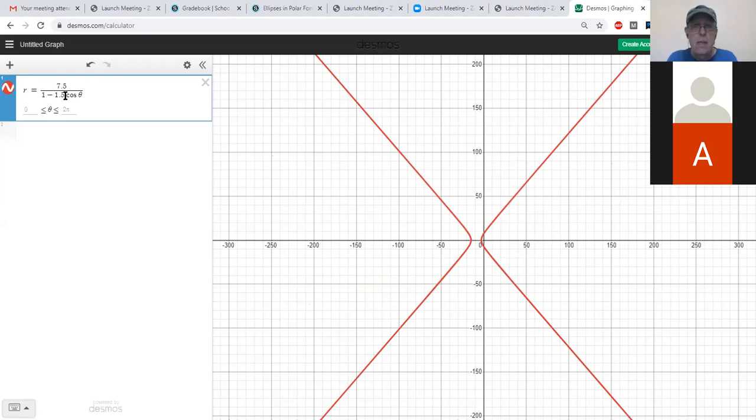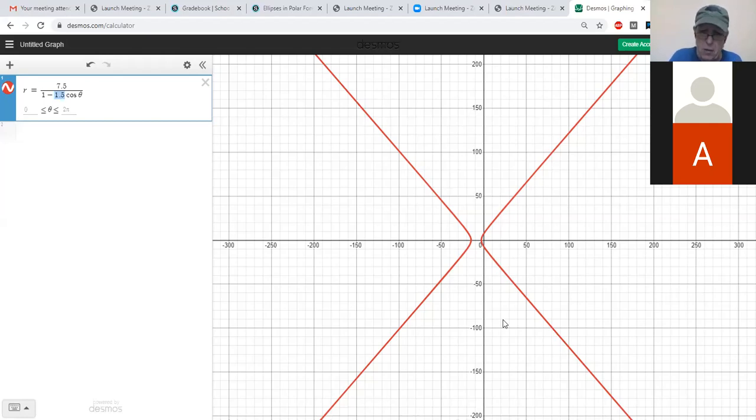right? So when this number is greater than 1, we get these two parts, right? Two halves, one to the right and one to the left. And we have a name for this thing. It's called a hyperbola. So hyperbolas are related to ellipses, right? When that number is less than 1, it's an ellipse, but when that number is greater than 1, it's a hyperbola. How about that?